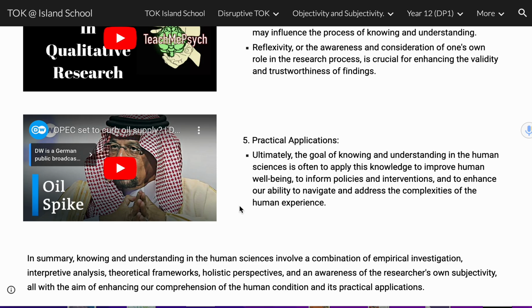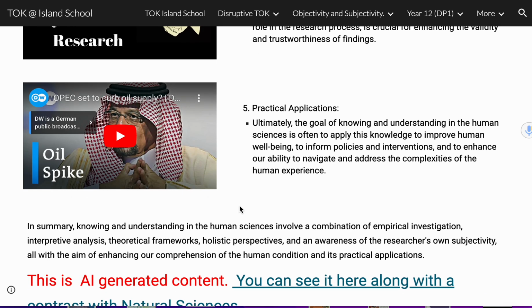Practical implications. When we're applying knowledge, there should be practical implications. So ultimately, the goal of knowing and understanding in the human sciences is to make the world a better place. Well-informed policies. We have talked in the past about what happens when you just try to apply a theoretical model to the human sciences. It doesn't always work. Sometimes there are really bad consequences of that. So there's that interaction between propositional and non-propositional knowledge.